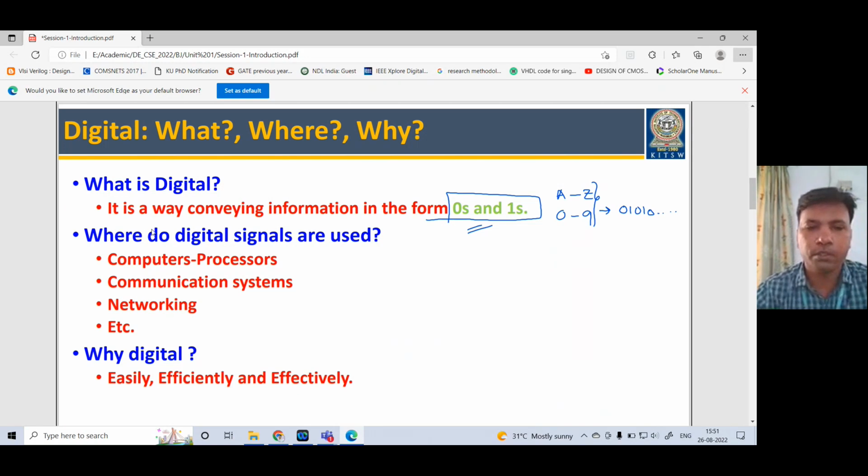And where do we use digital signals? Most computers and processors use the digital information format to process information or to transfer information within the blocks of a computer. In communication also, we use digital communication. That means the information will be transmitted in the form of zeros and ones. The information is transmitted through a wire in the form of zeros and ones. That is what digital communication is.